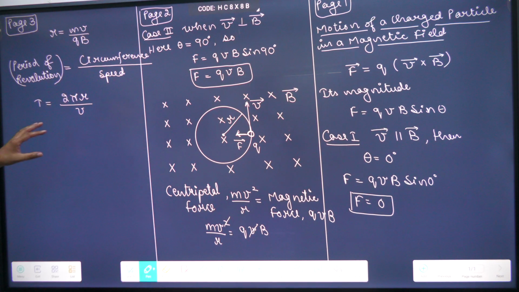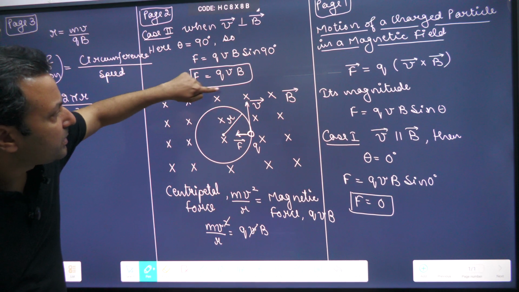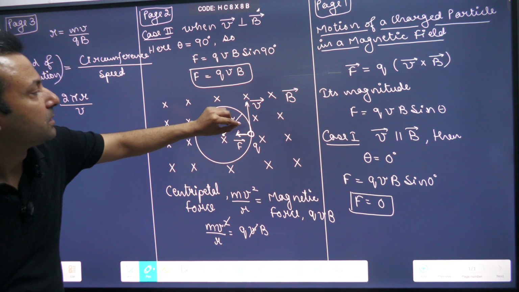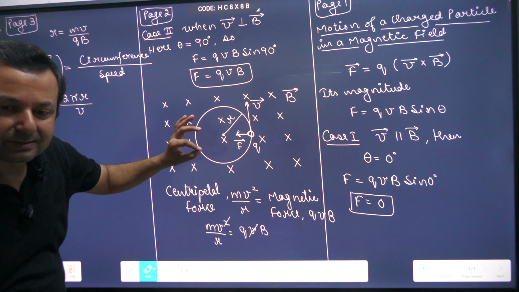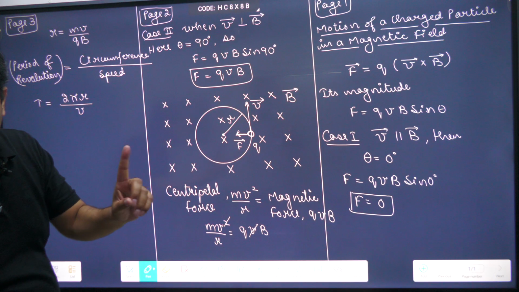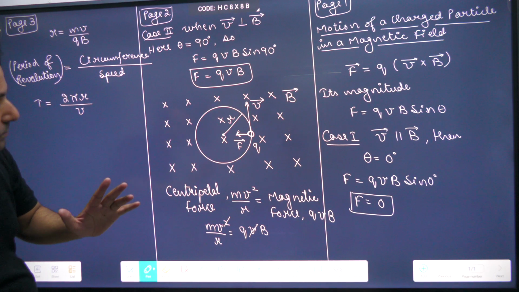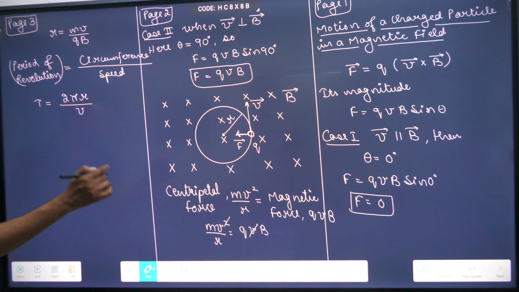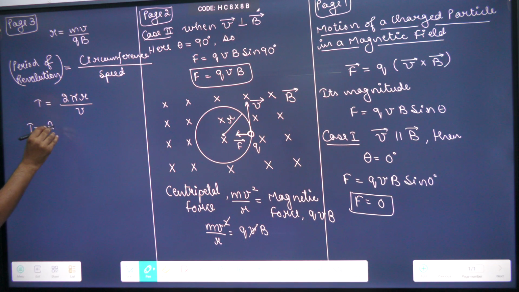Now, is this clear to you? Circumference means the complete path, the complete distance covered by this charge. That is called 2 pi r. So circumference is the complete path which it follows in one complete round of this circular path. And speed is its speed. We have taken the speed of this charged particle as small v. So T is equal to 2 pi upon v into small r.